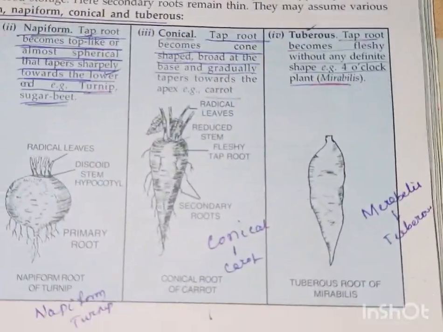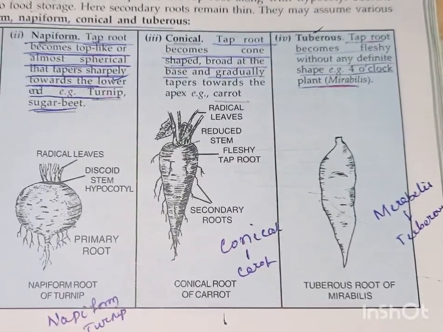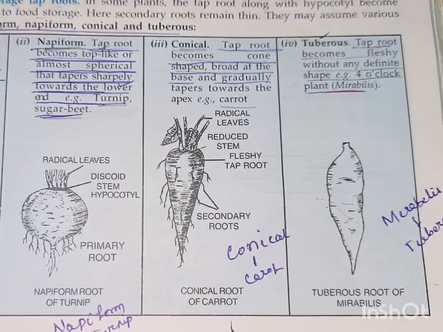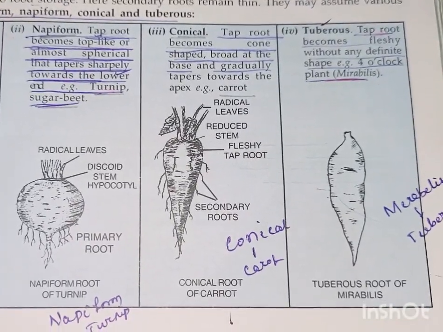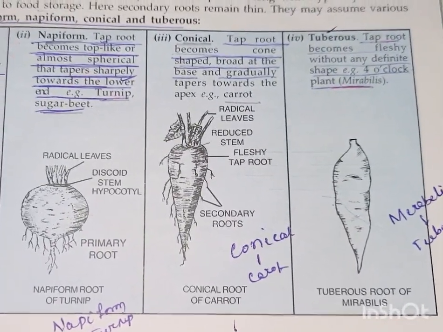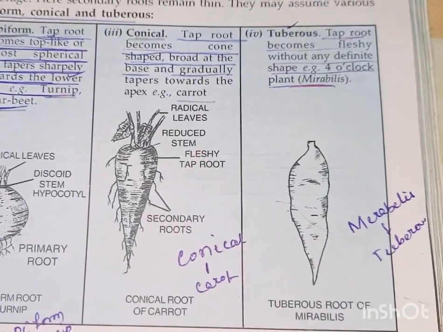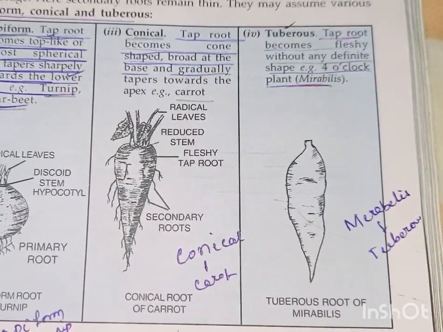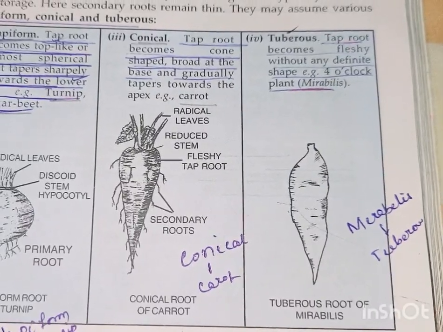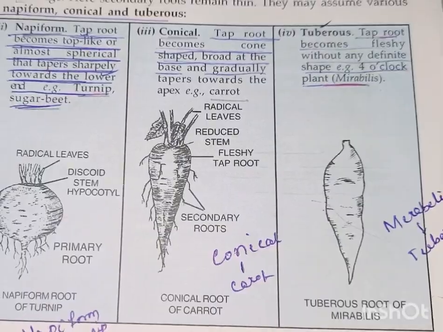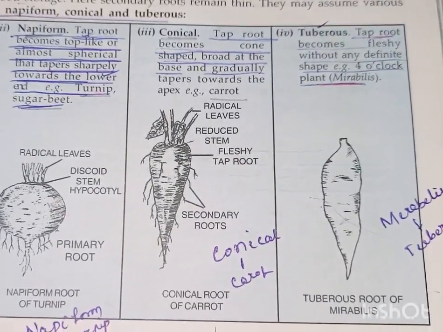Then conical root, where the tap root is cone shaped with a broad base and gradually tapers towards the apex, present in carrot. Then tuberous root, present in Mirabilis or four o'clock plant, where the tap root becomes fleshy without any definite shape. It is present in Mirabilis jalapa or four o'clock plant.